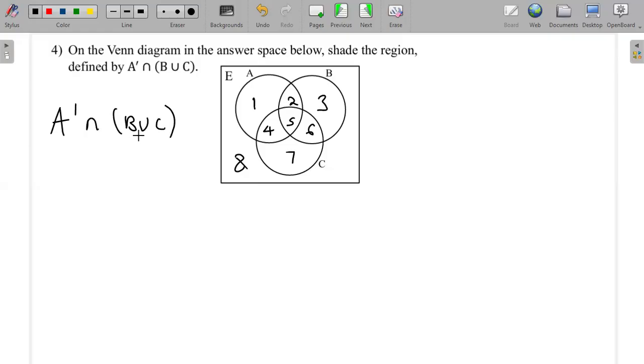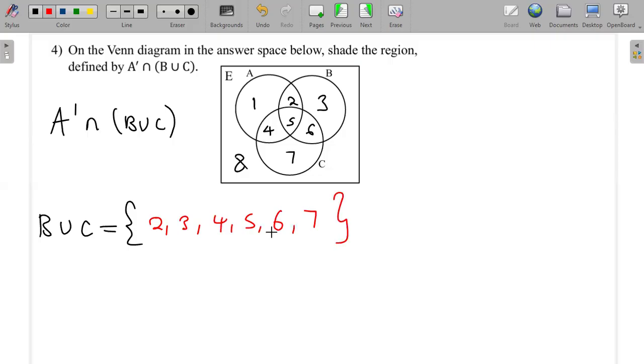So first, let me find what B union C is. So B union C is getting everything that I can see in B and C. So this is the set C here. This is the set B. So if I combine those elements, it will just be 2, 3, 4, 5, 6, 7. Okay, so these are the elements that are in B union C.